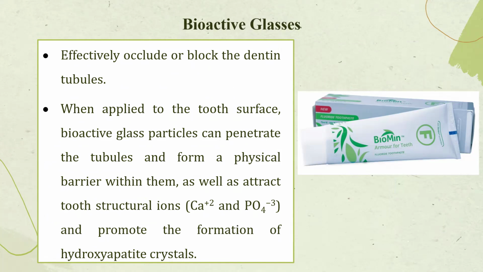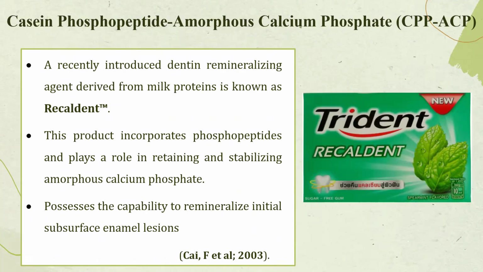When applied to the tooth surface, bioactive glass particles can penetrate the tubules and form a physical barrier within them, as well as attract tooth structural ions, mainly calcium and phosphate, and promote the formation of hydroxyapatite crystals. And the dentifrices which contain casein phosphopeptide amorphous calcium phosphate, a recently introduced dentin remineralizing agent derived from milk proteins and known as Recaldent. This product incorporates phosphopeptides and plays a role in retaining and stabilizing amorphous calcium phosphate. The process possesses the capability to remineralize the initial subsurface enamel lesions.